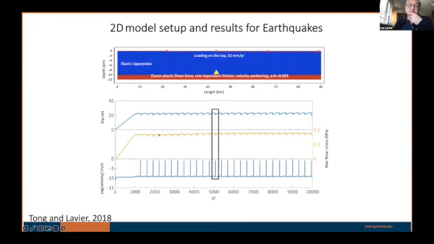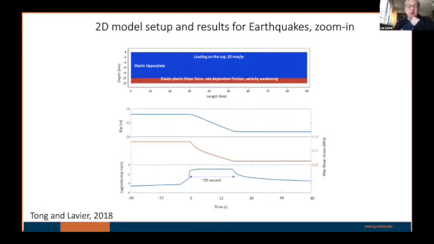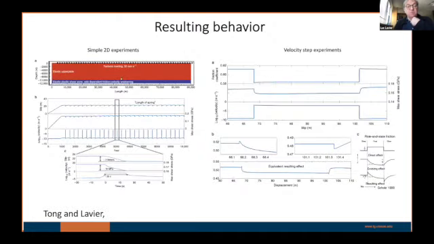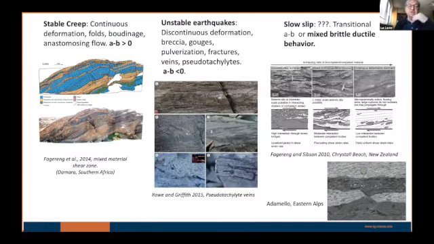So this is a picture from several years ago, 2018. We had a lot of similar behavior as rate and state. We're able to re-simulate the same experiments as the lab experiments to get both the direct effect and the evolving effect of the rate and state. And we use that to simulate, so we have these elements that are brittle and these elements that are viscous in a shear zone, and try to simulate mixed brittle-ductile behavior in this very complex shear zone.